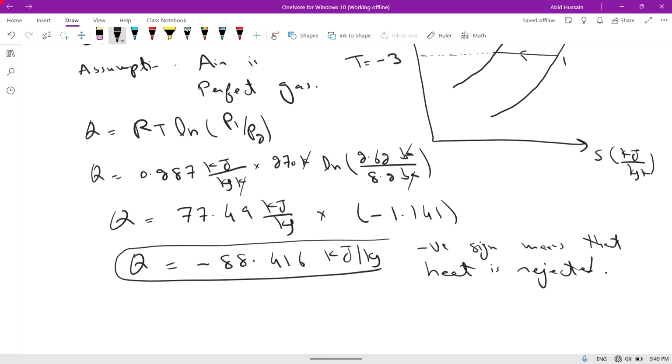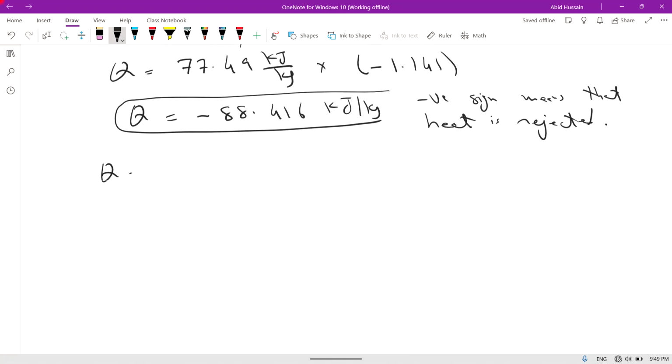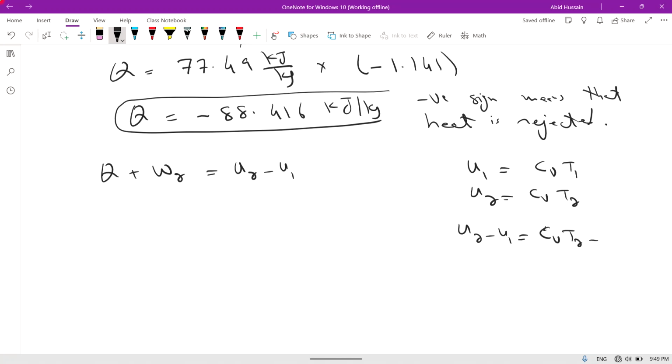Now we find W. So Q plus W is equal to U2 minus U1. But as we know, for a perfect gas U1 is equal to CV T1 and U2 is equal to CV T2. And U2 minus U1 is equal to CV T2 minus CV T1. CV is common, so which is equal to CV times T2 minus T1. T1 and T2 are equal, so CV times T2 minus T1 is equal to 0. So U2 minus U1 is equal to 0. So Q plus W is equal to 0. U2 minus U1 is 0 for a perfect gas, not for steam.